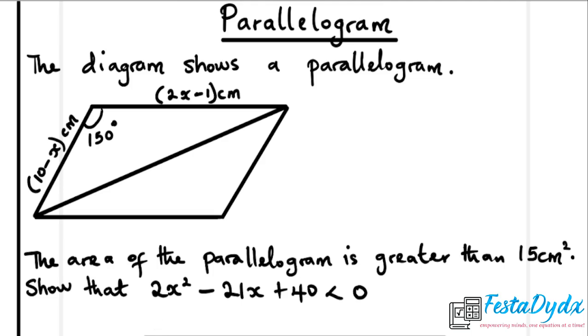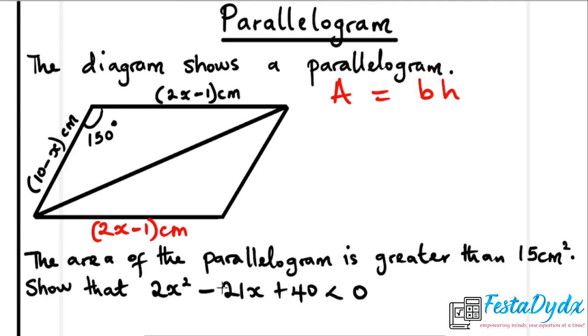So now I want us to recall something, which is the area of a parallelogram. The area of a parallelogram is given as base times height. So in this particular question, the base is given because if this side is 2x minus 1, this other side, which is the base, is also 2x minus 1 because for a parallelogram, opposite sides are equal. So if this side is 2x minus 1, the base is also 2x minus 1 centimeter.